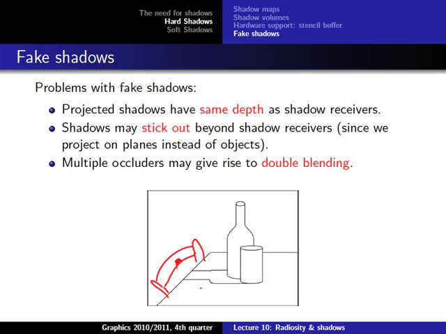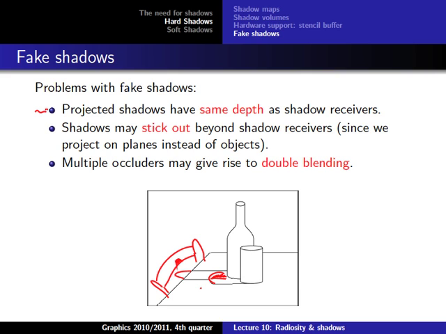The other, of course, even more critical problem is that the shadows might stick out. So we might get a shadow here, although there is no object here anymore because we're projecting on the plane and not on the table. And the third problem is so-called double blending, because if we project the bottle here and then we project the glass here, we have twice the shadow here, but shadows in reality don't add up. But in our image, if we do this simple hack, then we get twice as much shadow, so it gets darker, and that is also not realistic, of course.